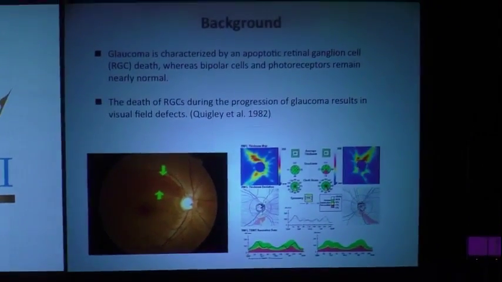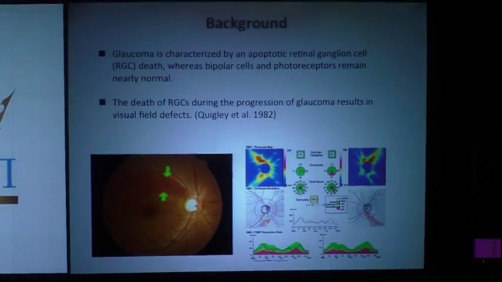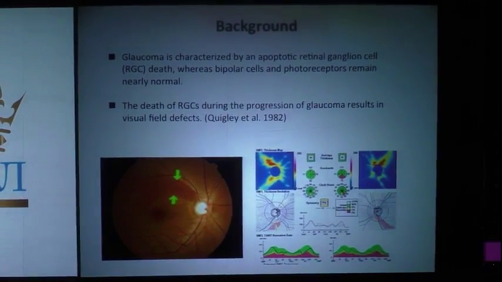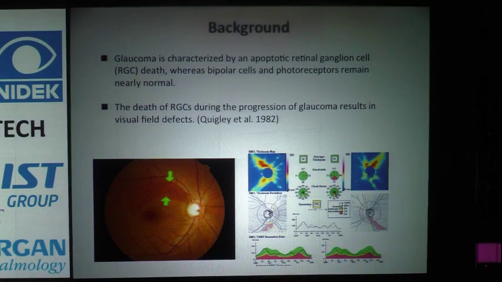Thank you very much for inviting us. I'll talk about electrophysiological evaluation of retinal ganglion cells in glaucoma. As you know, glaucoma is characterized by apoptotic retinal ganglion cell death, whereas bipolar cells and photoreceptors remain nearly normal. The death of retinal ganglion cells during the progression of glaucoma results in visual field defects.